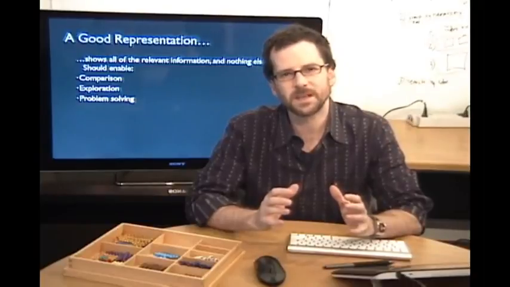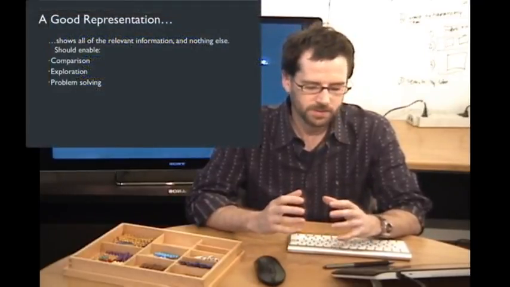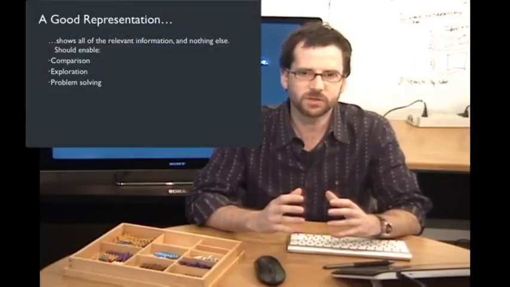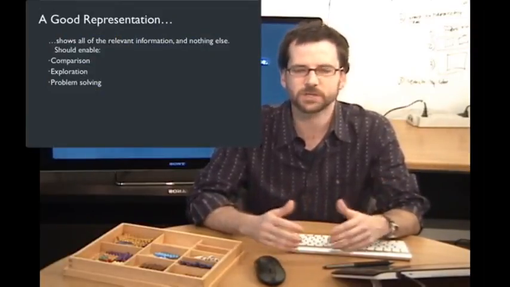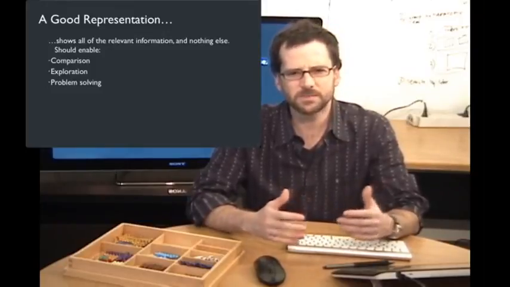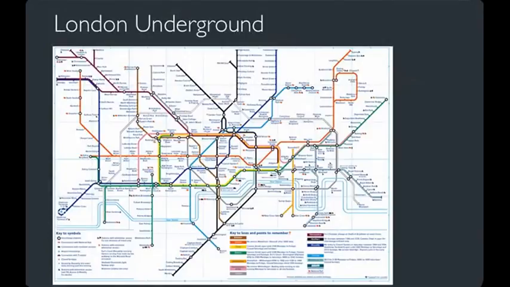The Montessori blocks example and the Tetris example show us the power of providing a visual or physical instantiation of abstract ideas. So what makes a good representation of this sort? Well, you should show the information that you need and nothing else. And what these representations should do is enable the kinds of tasks that users want to do, like comparison and exploration and problem solving. And if that seems too abstract or maybe obvious, let's take a look at this example from the London Underground.